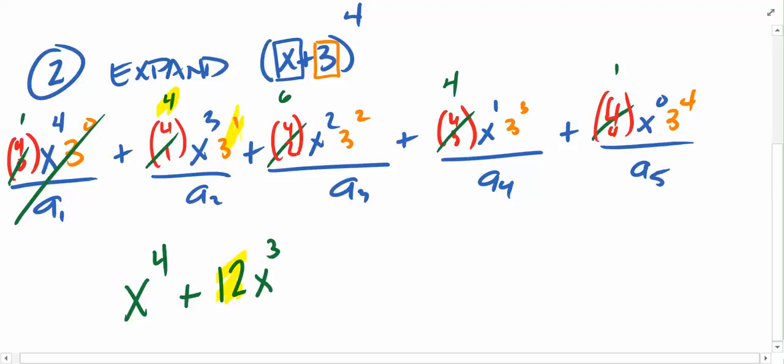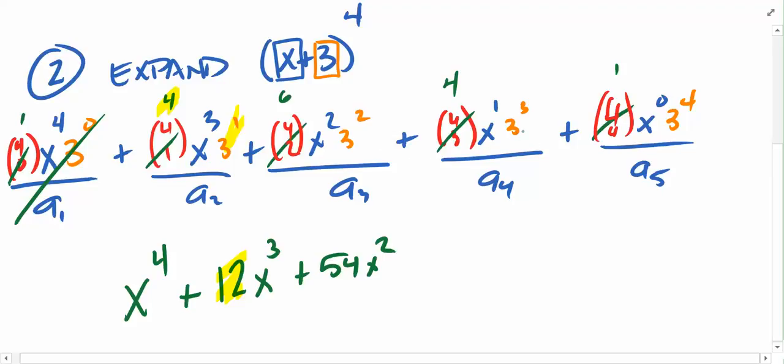So that one's all done. Let's go to the third term. I got 6 times x squared times 9. 54. There you go. 54x squared. Awesome. That one's done. My fourth term, I have 4 times x times 3 to the 3rd.